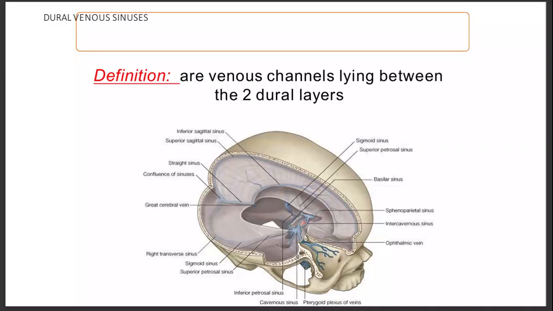So you also have now the dural venous sinuses. What are dural venous sinuses? These are channels which are just lying between the two dural layers. Just the channels. You can see these guys are there to allow for blood to be able to flow. Actually, the continuation of the flow of cerebrospinal fluid. So you have to know all of them.